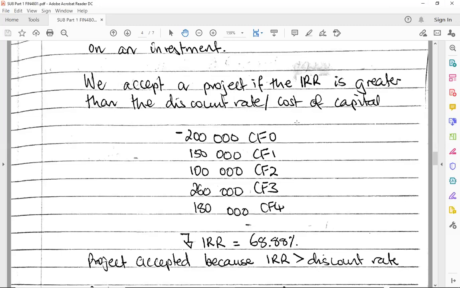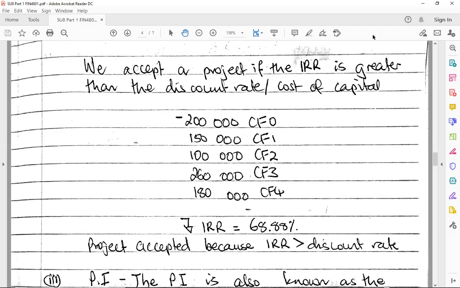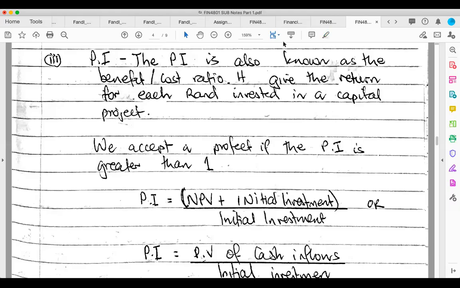Right, so we can now move on to the next capital budgeting technique. The third capital budgeting technique we're going to look at is the profitability index. The profitability index is also known as the benefit cost ratio, and the benefit cost ratio gives the return for each rand invested in a capital project.